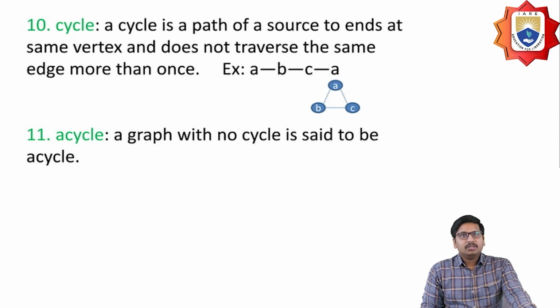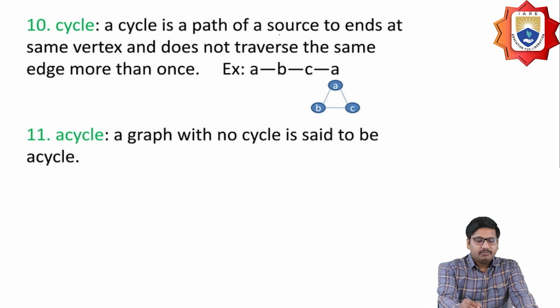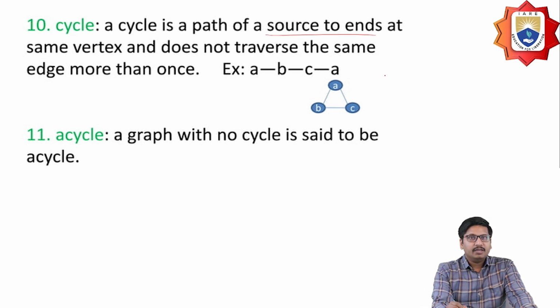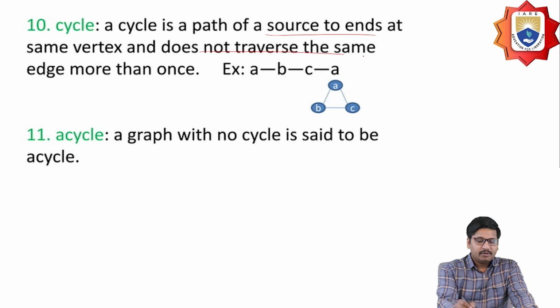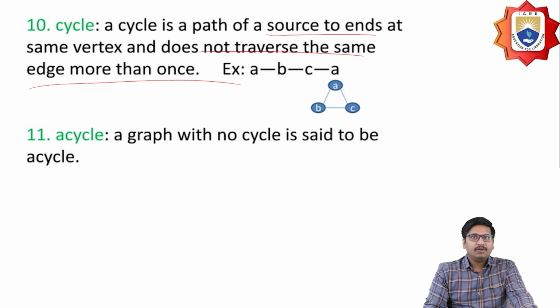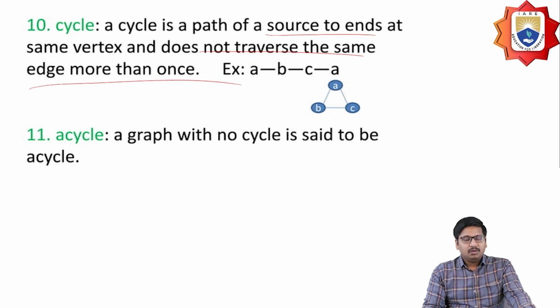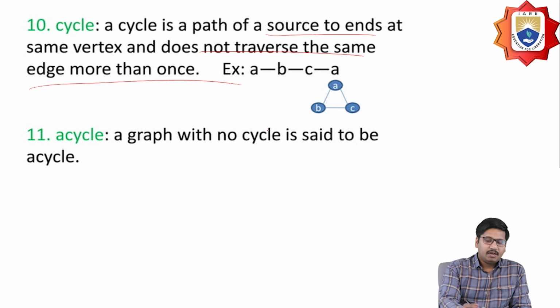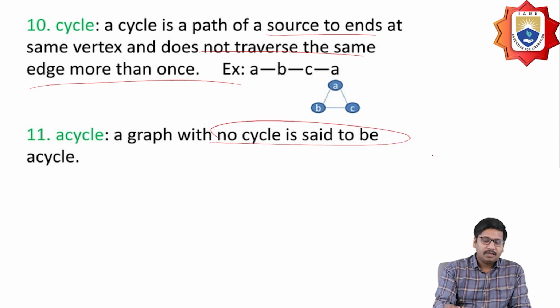And next we're going to see about a cycle. A cycle is nothing but a path from the source that ends at the same vertex and does not traverse the same edge more than once. An acyclic graph means that a graph does not have a cycle.